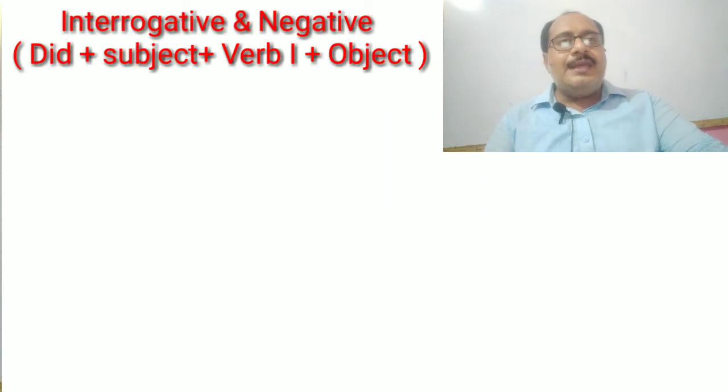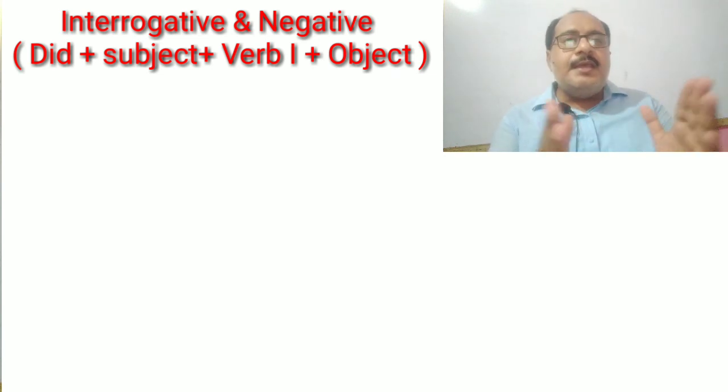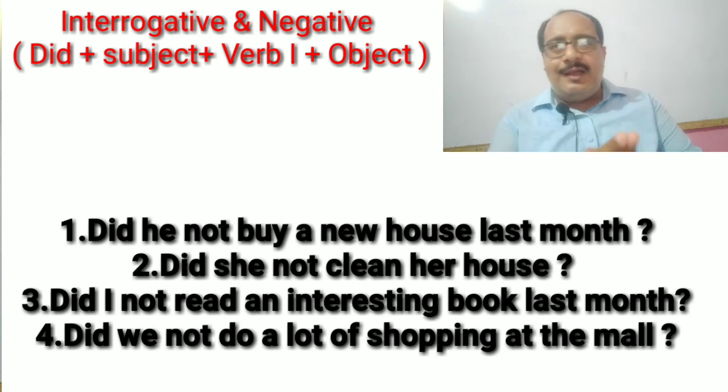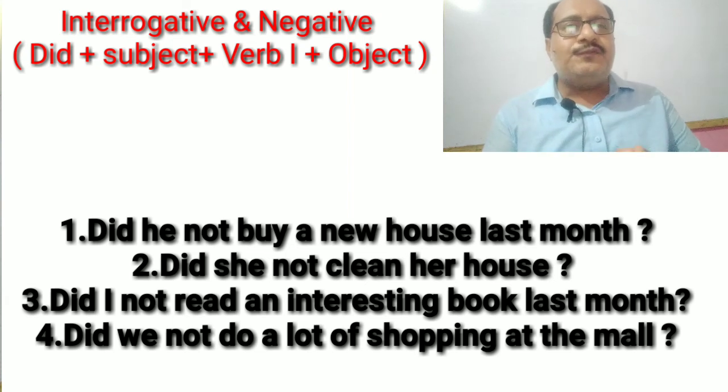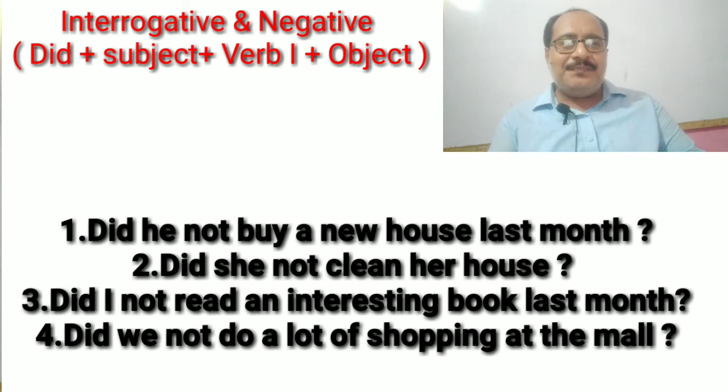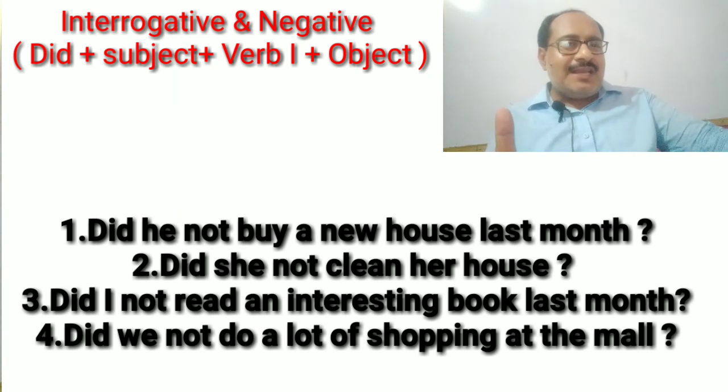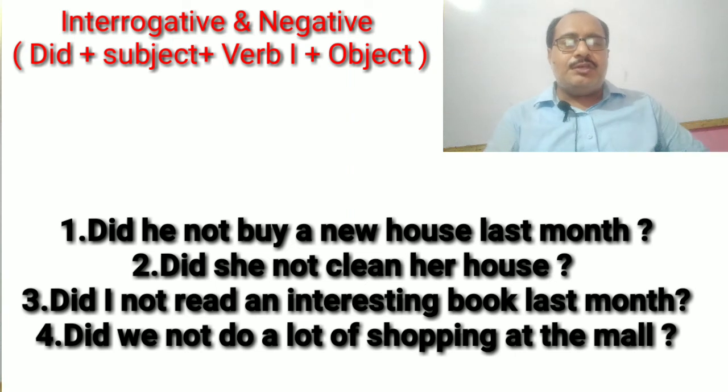Let's move to the interrogative as well as the negative sentence. My dear students, the formula would be in this way. First of all, did, then subject, then not, then verb first form, and then object. Check few examples. Did he not buy a new house last month? Did she not clean her house? Did I not read an interesting book last month? Did we not do a lot of shopping at the mall? Like this one. We have to start from just the affirmative sentence, and then we have to change it into negative, interrogative, and interrogative negative.